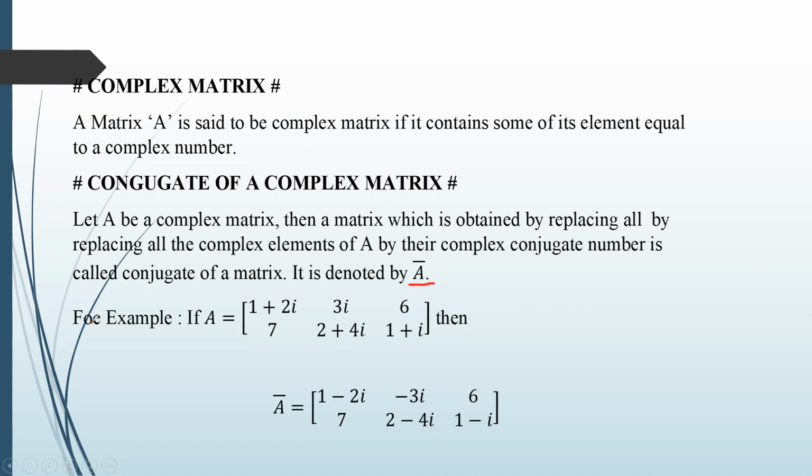For example, if A equals 1 plus 2i, 3i, 6, 7, 2 plus 4i, 1 minus 1 plus i, then to find the conjugate matrix, you have to replace i with minus i. So here this will come 1 minus 2i, minus 3i, 6, 7, 2 minus 4i and 1 minus i. So this is the complex conjugate of A. So is that clear?